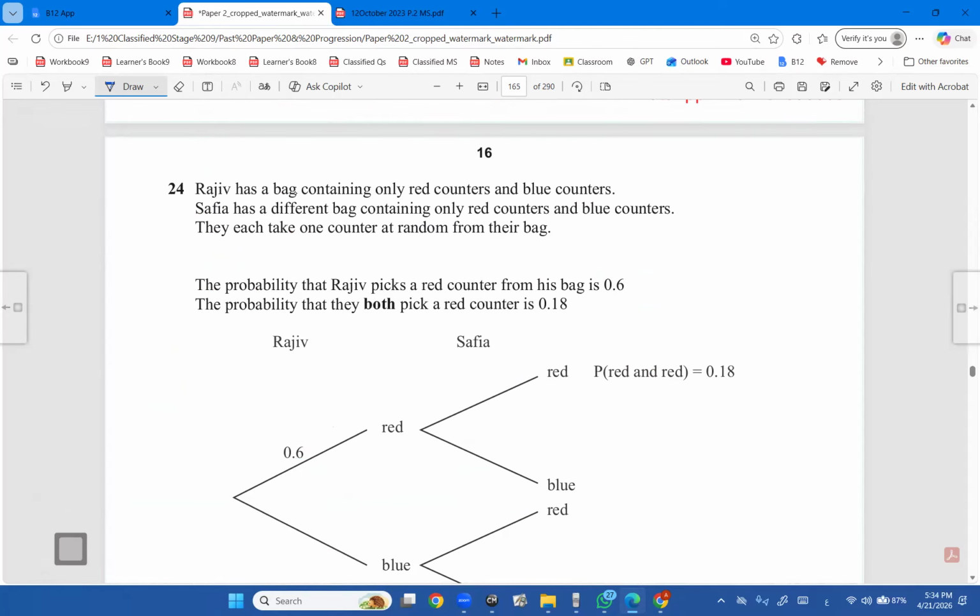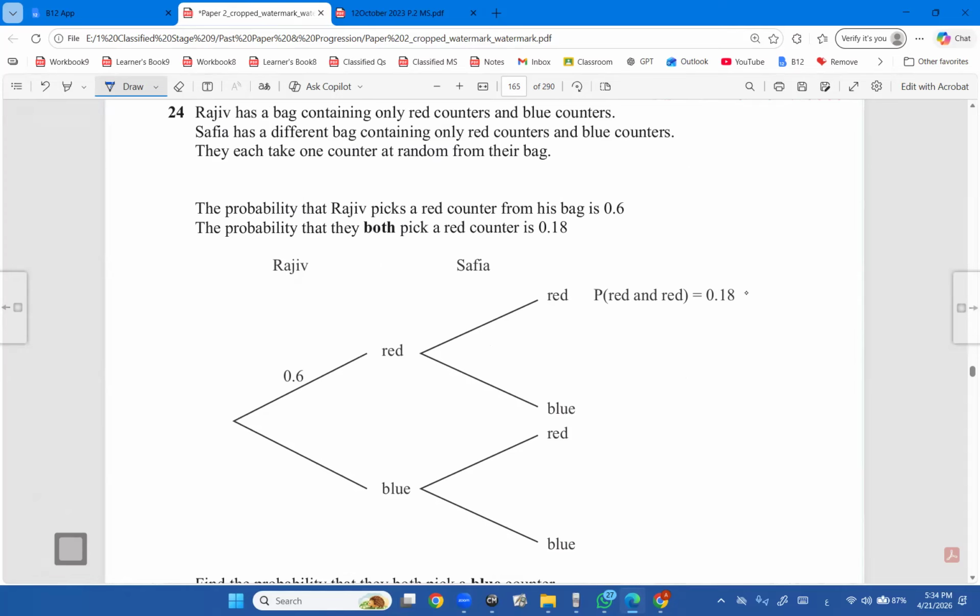Rajiv has a bag containing only red counters and blue counters. Safia has a different bag containing only red counters and blue counters as well. They each take one counter at random from their bag. The probability that Rajiv picks a red counter from his bag is 0.6. So definitely the blue is the rest of the one whole, which is 0.4. The probability that they both pick a red counter, and Rajiv picks a red counter, and we agreed that probability and means times, and a red counter also Safia, gives you 0.18.